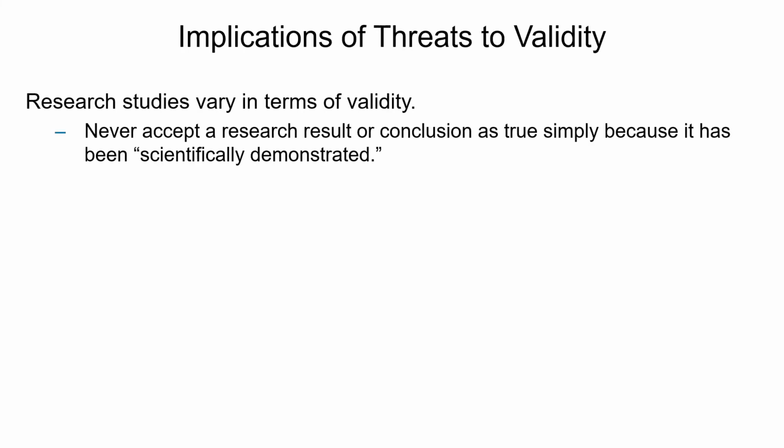So looking at the implications to threats of internal validity, or threats to validity as a whole, research studies vary in terms of validity. Never accept a research result or conclusion as true simply because it has been scientifically demonstrated. I just got done talking about, well, it could be a problem then of external validity. Or it could be that they didn't control for everything, so they do have problems with internal validity. Or it could have been that they used the wrong stats. So scientifically demonstrated doesn't mean anything if they use the wrong stats. So they could be lacking in statistical validity.